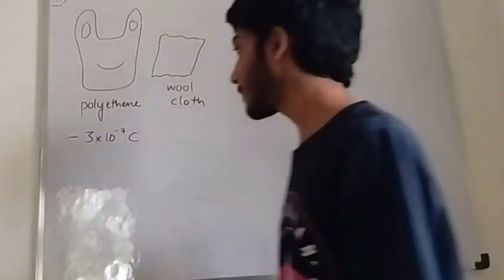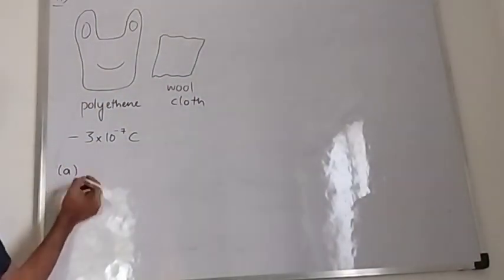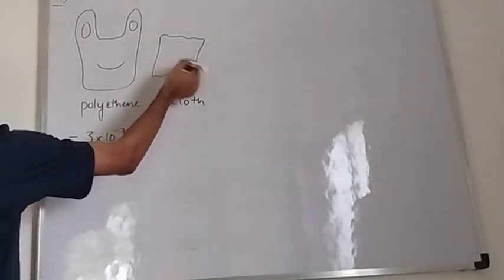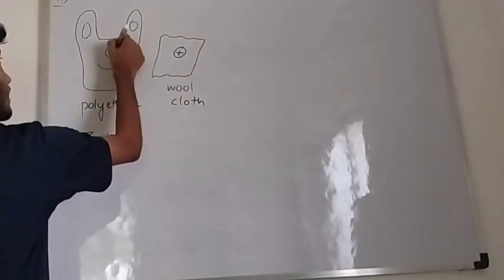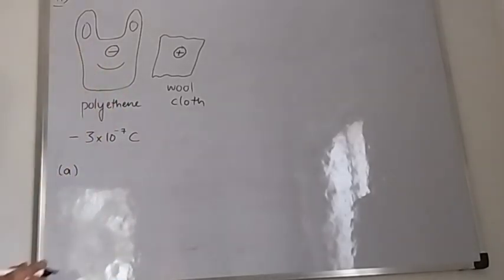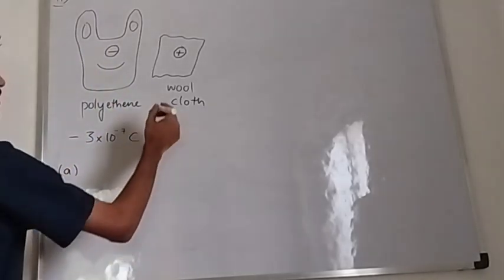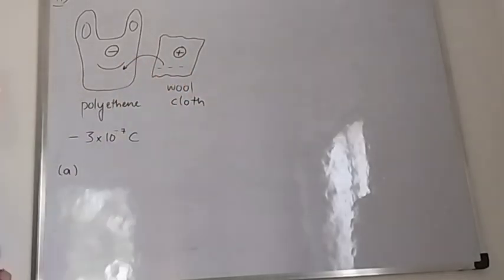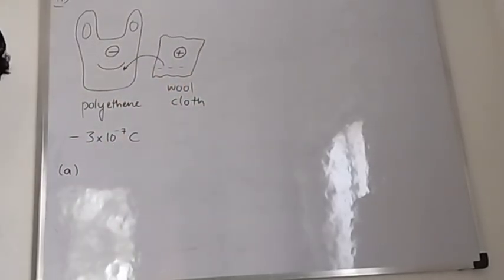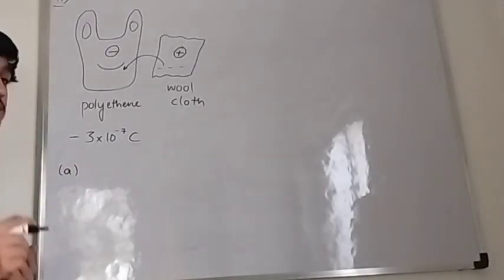So first we will do part A, number of electrons transferred. For those who don't know, when wool is rubbed with polythene, the wool attains a positive charge and the polythene attains a negative charge. This is because electrons are transferred from wool to the polythene cloth, disturbing the neutrality. I have told about this in the previous video in detail. You can go and check it out.